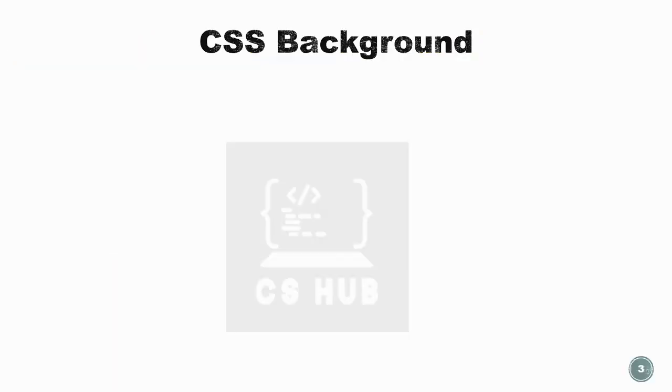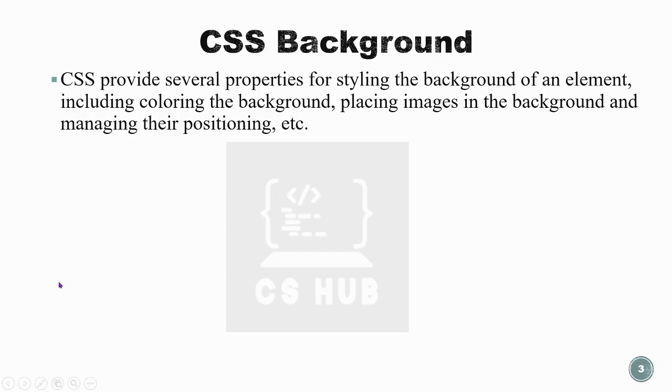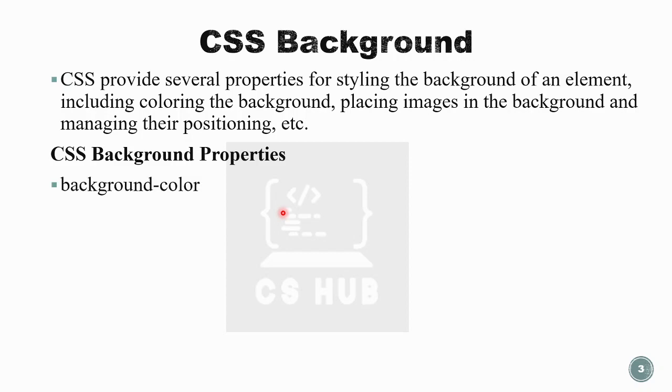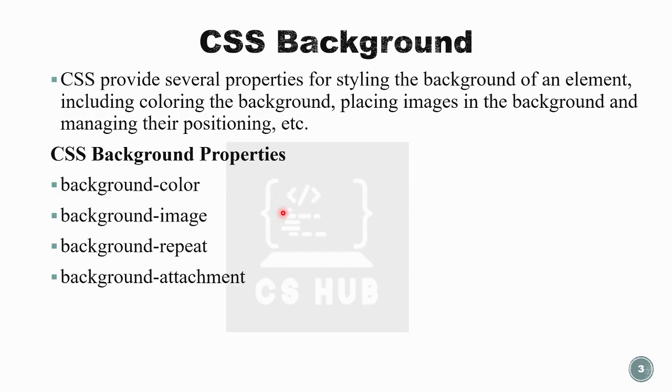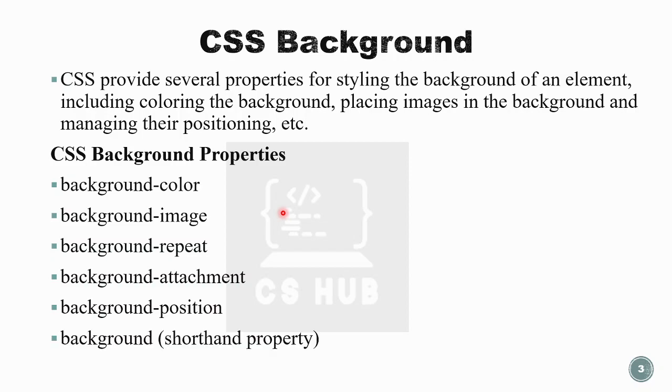So let's start. CSS first property, CSS background. CSS provides several properties for styling the background of an element, including coloring the background, placing images in the background, and managing their position, etc. CSS background properties: first property is background color. Second, background image. Background repeat. Background attachment. Background position. And the shorthand property, just background.